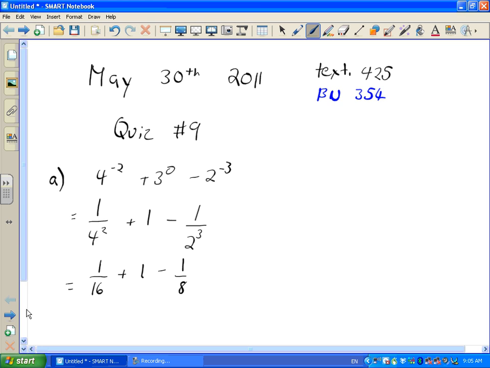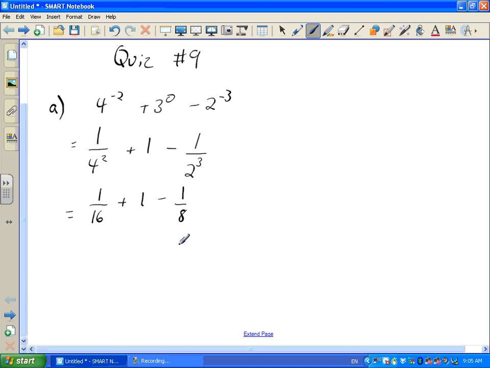Many of you may have got this far. Congratulations. This is where you guys ran into trouble. Grade 4. I think I was tutoring a kid in this last weekend. Grade 4. When you add fractions, you need to have a common denominator. That means you have to change all of these to a common denominator. So 16 works great. With 8, I just have to multiply by 2, and 1 becomes 16 over 16. So I get 1 over 16 plus 16 over 16 minus 2 over 16.